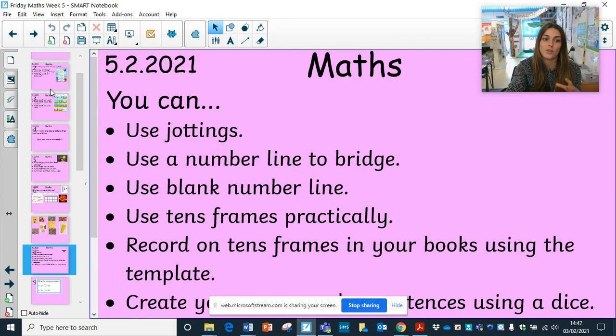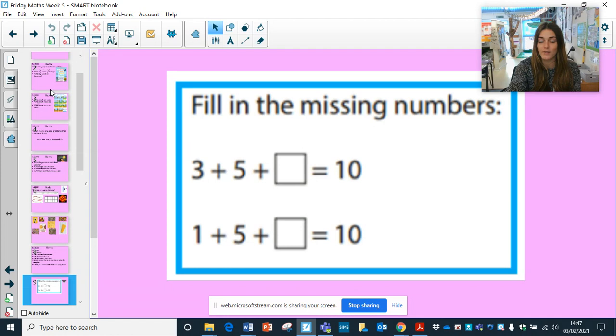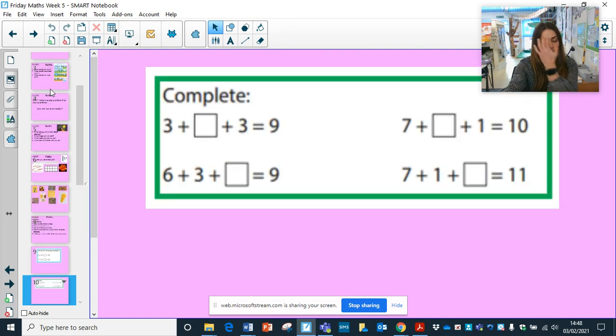So all you need to do is use all those methods from this week. As I said, you can use these to support you with finding the answers to these questions. In this one, there were some missing numbers, so fill in the missing numbers. How can you work that out? What method do you need to use, or what could you use? And if you've worked it out in one way, can you show it in another way or with a different method? Again here, complete, fill in those missing numbers.